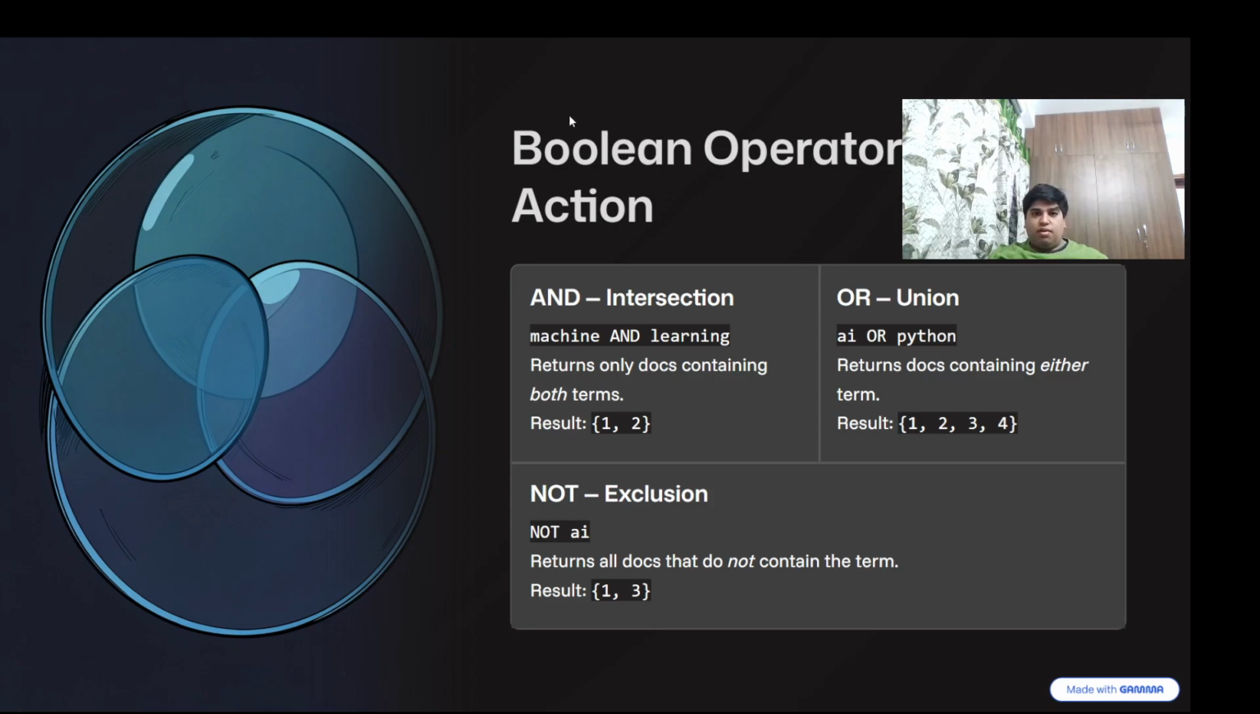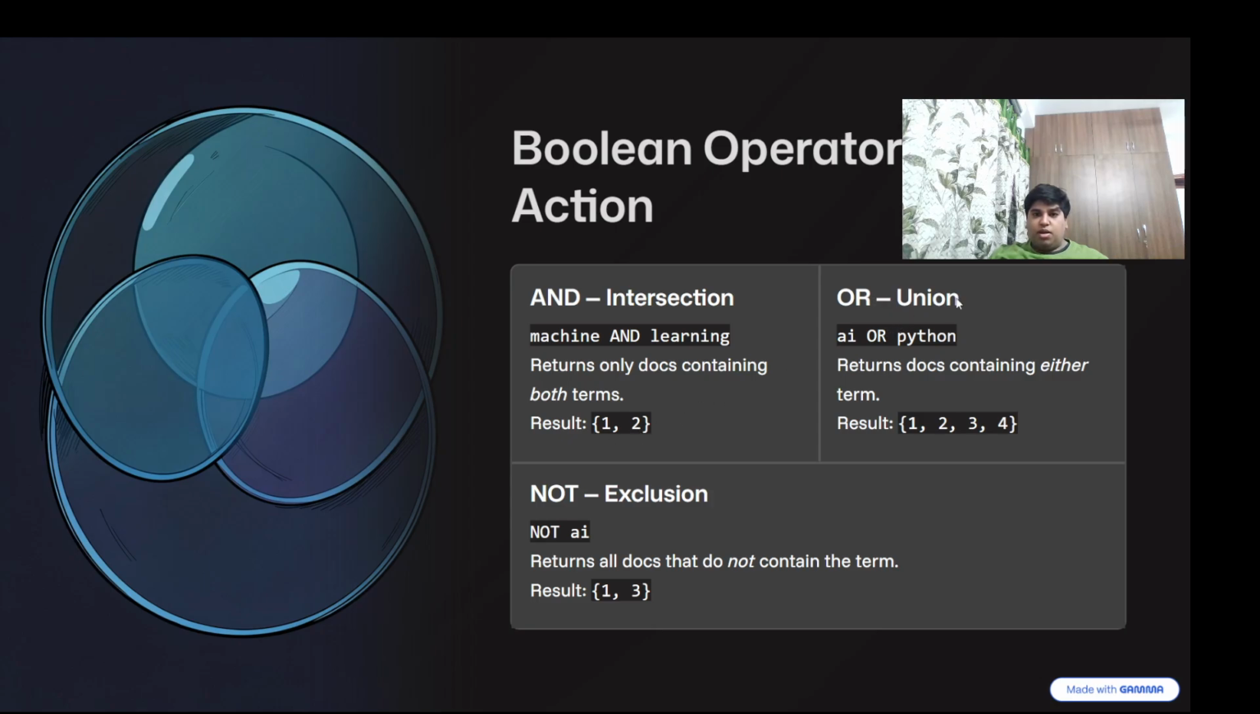And yeah, Boolean operators. Now we will discuss a lot about these Boolean operators such as AND, OR, and NOT, which are used in this model. So let's take an example of machine and learning. The AND operator returns only documents containing both terms. So let's say this is document one, document two. It will give the result as one and two.